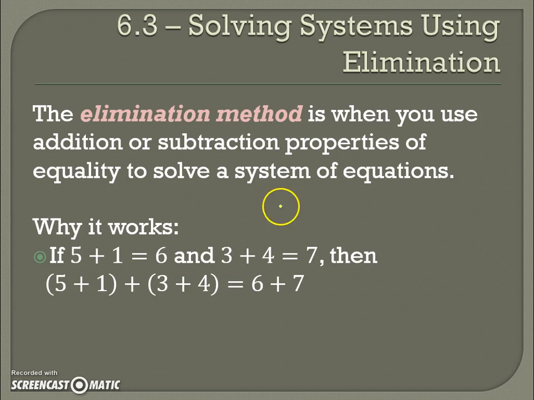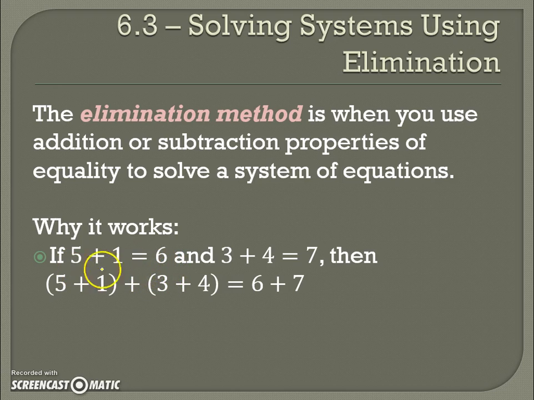You don't need to copy this part down. I just want to show you why this works. Okay, so if 5 plus 1 equals 6 and 3 plus 4 equals 7, then the value of this side plus the value of this is going to equal this plus this. Now I know that sounds weird, but this is why it works, and maybe if we get to one of these equations, I'll take a look at that for you.